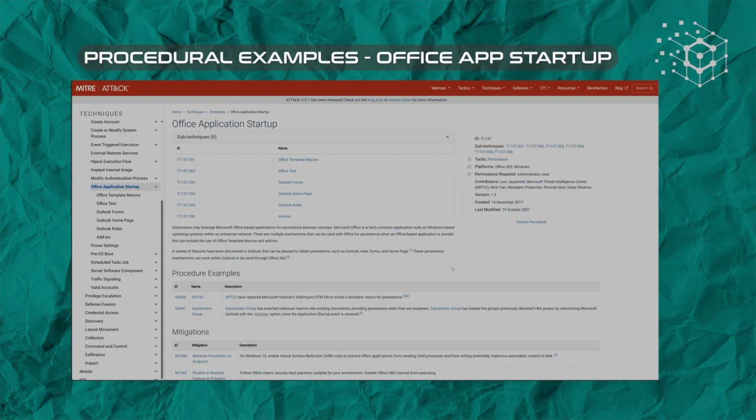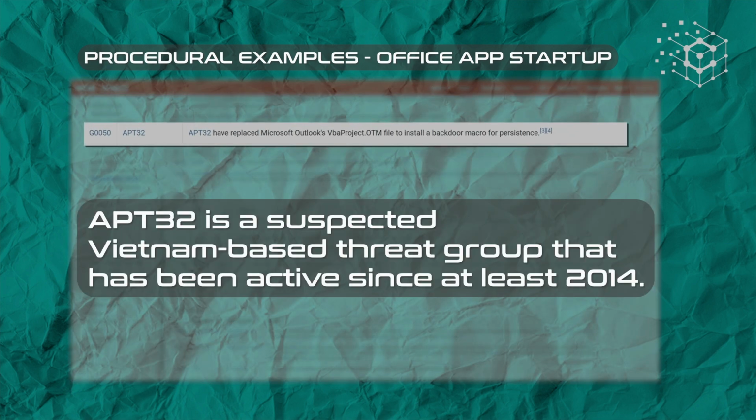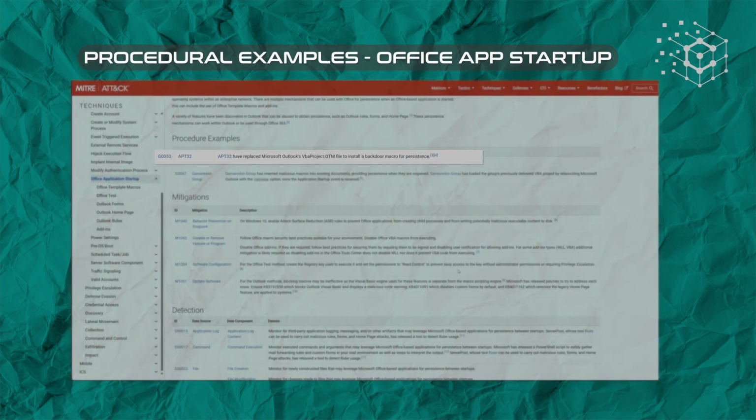The description of this technique shows sub-techniques with a variety of ways that Office 365 can be abused by malicious users, especially because it is a common target. One of the procedural examples of the technique is that APT32, an APT group based out of Vietnam, has replaced Microsoft Outlook's VBA-Project.OTM file to install a backdoor macro to maintain persistence on someone's account.